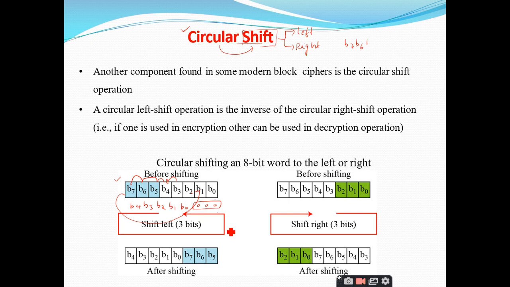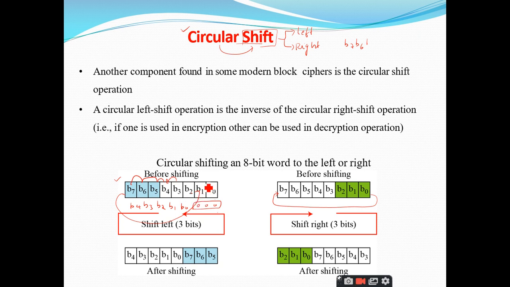Circular left shift has an inverse which is called the circular right shift operation, where we take the bits from the right hand side and insert them towards the left hand side, right? So the least significant bit is moved to the most significant bit in the circular right shift, whereas in the circular left shift the most significant bit is moved towards the least significant bit, right?